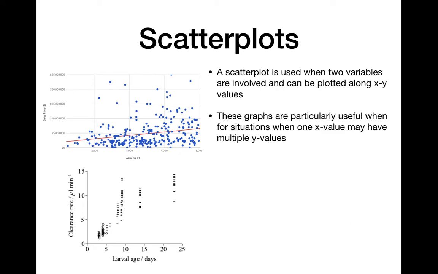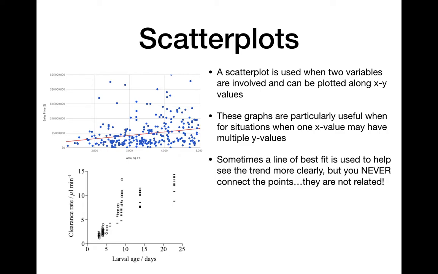Okay, these are really useful when you have one X value, like one square footage area, or one larval stage, that can have multiple Y values. And these are used very often in science when you have multiple subjects or multiple trials to compare in a single graph. This way you're not comparing a mean, you're putting all the data there and then you can use a line of best fit to compare them.